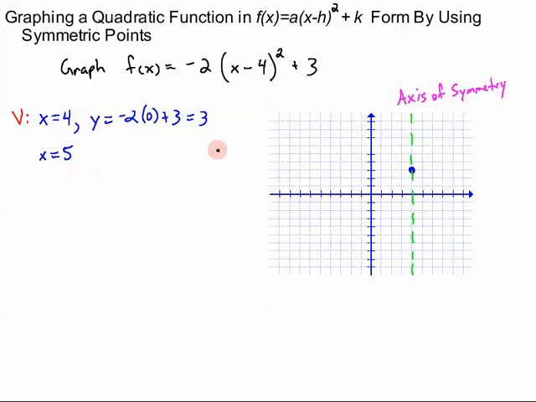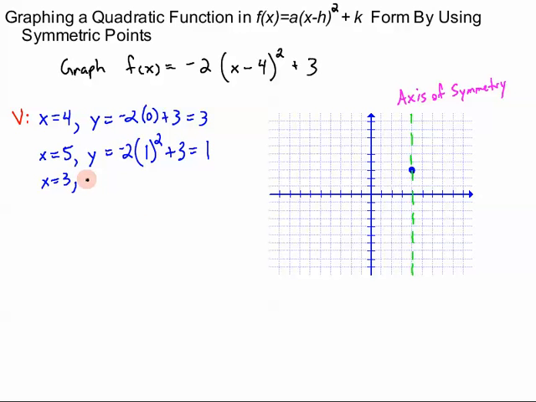Now since 5 is 1 unit to the right of the number 4, its symmetric point will be 1 unit to the left of 4. So I also want to choose the x value of 3. Let's see what happens if we choose those two values. If x is 5, y would be negative 2 times, well, 5 minus 4 is 1, so you end up with 1 squared plus 3. Negative 2 times 1 squared is negative 2, plus 3 is 1.